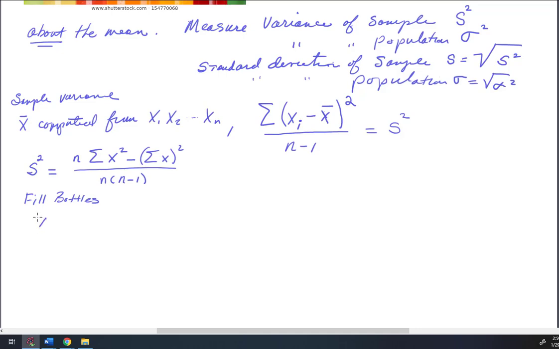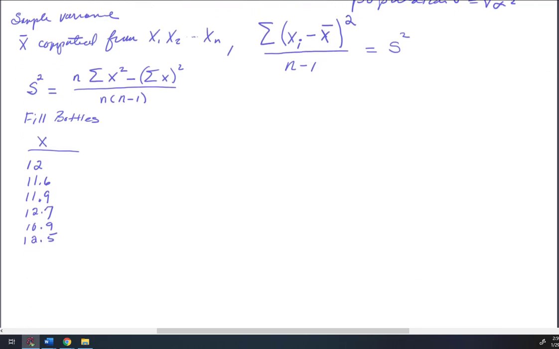And as those bottles are filling, we pull some off the line and we measure how much liquid is in the bottle. The first one we get off, we measure, and it had 12 ounces. And the next one had 11.6 ounces. And the next one had 11.9 ounces. And the next one had 12.7 ounces. And the one after that had 10.9 ounces. And still more. The one after that had 12.5 ounces. So that's our sample.